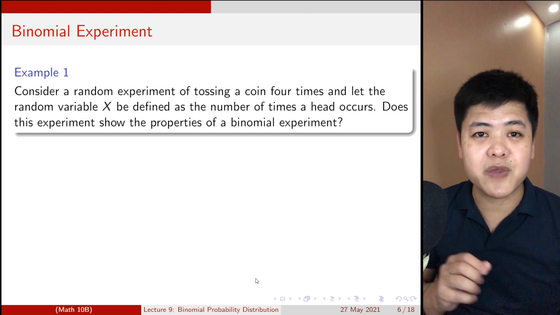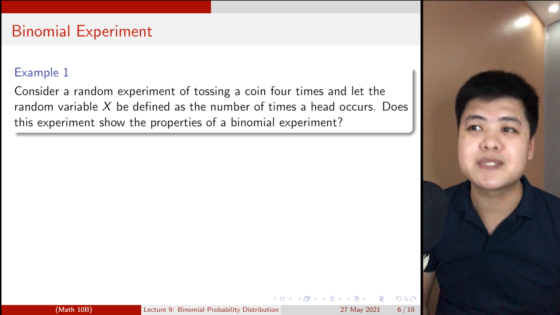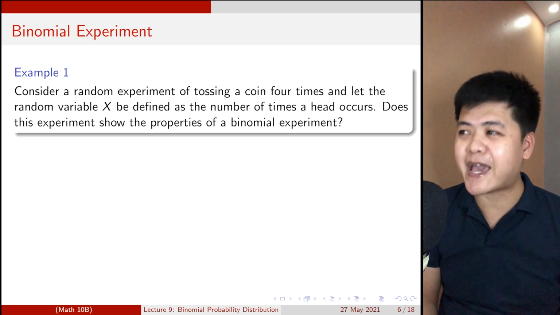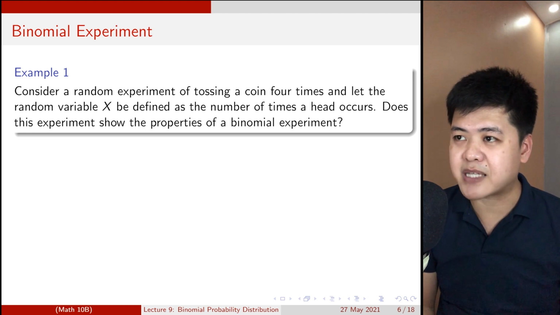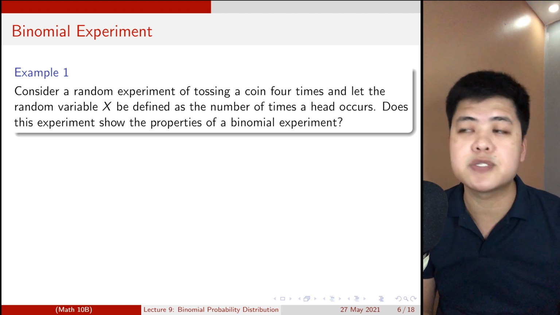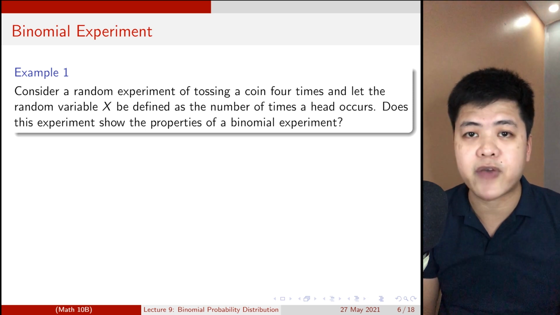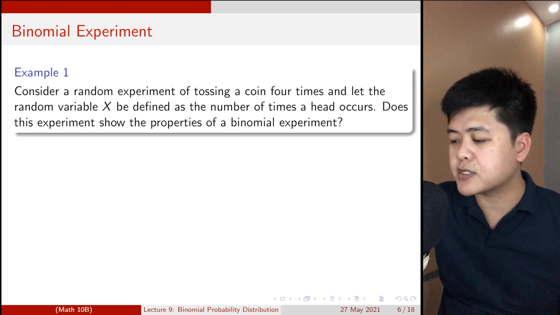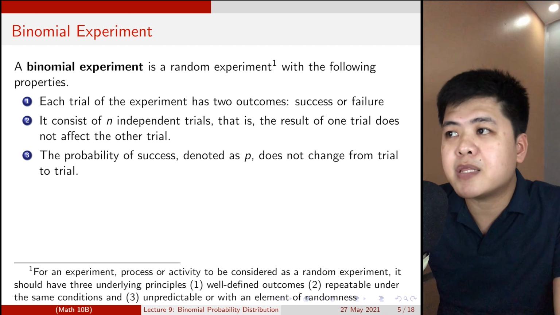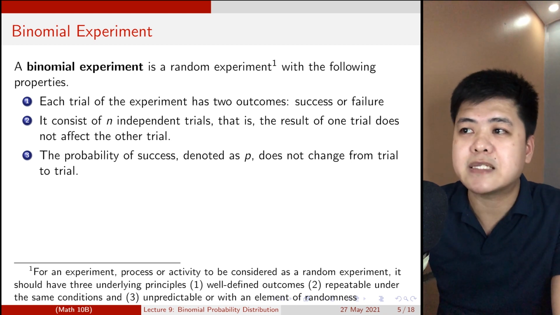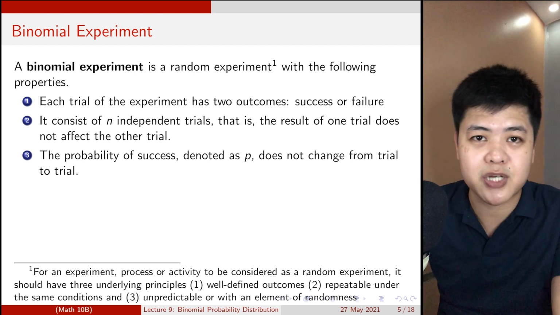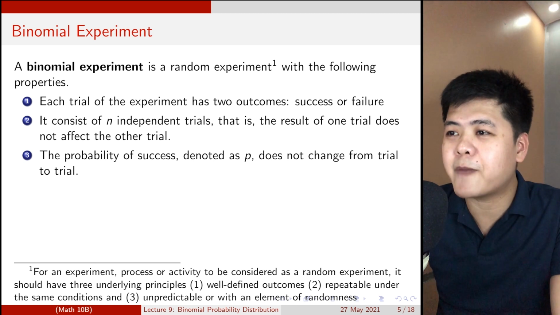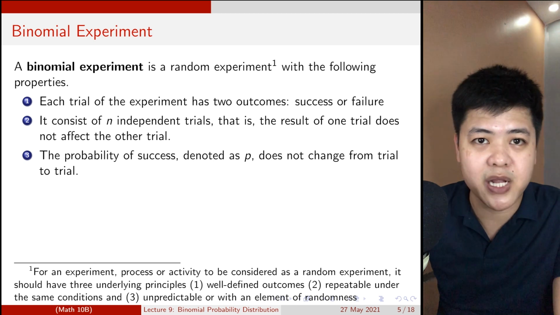Now, let's investigate whether these examples are binomial experiments. For example number 1, consider a random experiment of tossing a coin 4 times and let the random variable x be defined as the number of times a head occurs. So our random variable of interest is the number of heads. Let's go back and recall. The first property, it should have only 2 outcomes. The second property, it should consist of n independent trials. And the third one, the probability of success does not change from trial to trial.